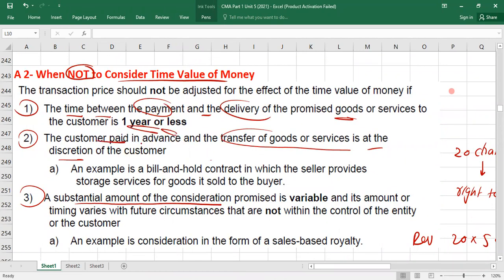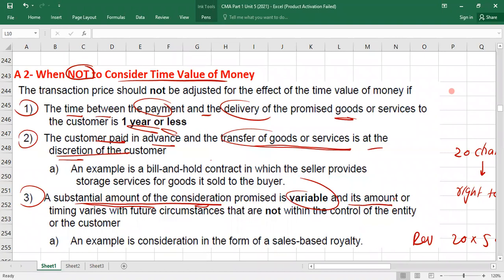Second is what? When the customer paid in advance, but the transfer of goods or service is at the discretion of the customer. Point number 3 is what? A substantial amount of consideration promised is what? Variable. Now read the next part.